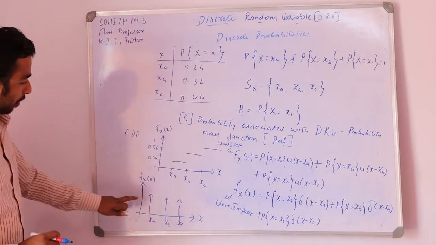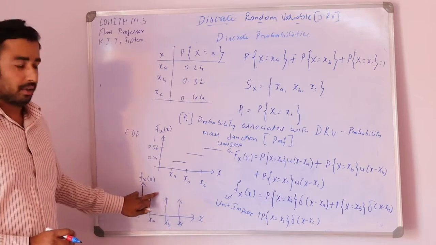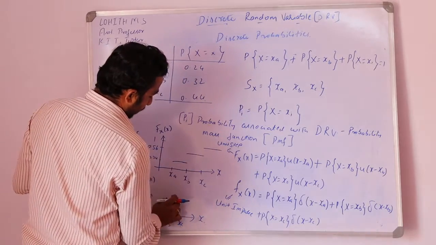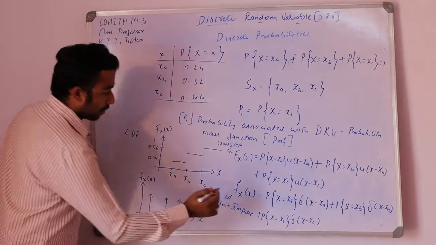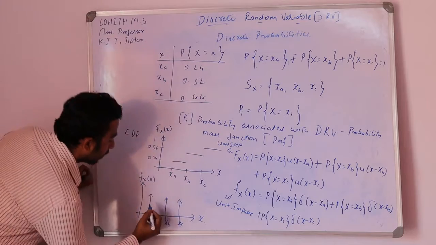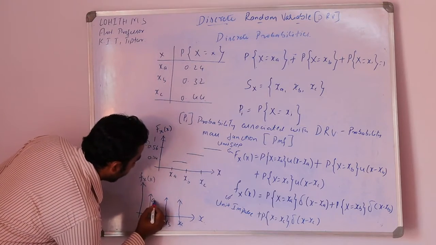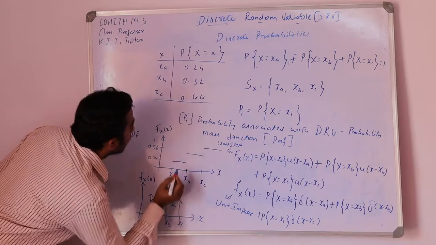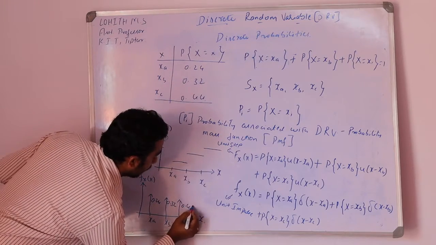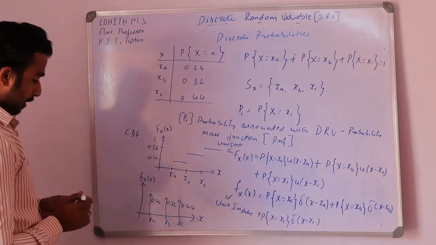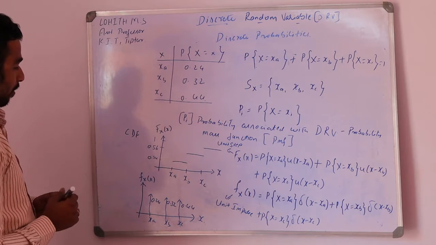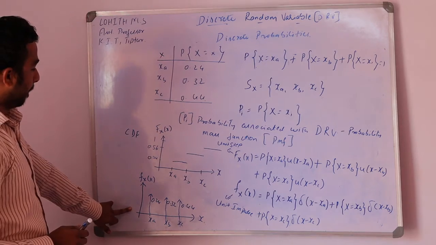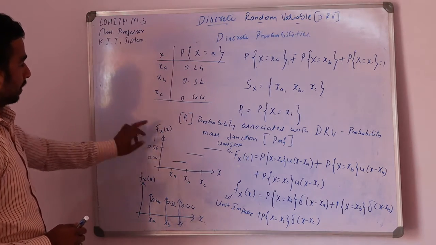The area under the probability density function is all 1. All the variables are 1 here. Okay. But the strength of the signal, we will write it as 0.24, 0.32, 0.44. So this is the probability density function plot. The unit impulse function and the unit step function.